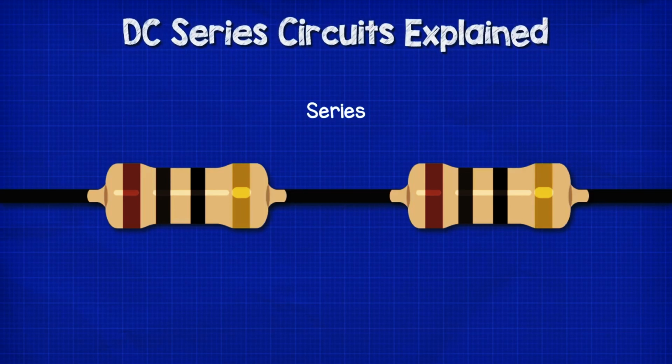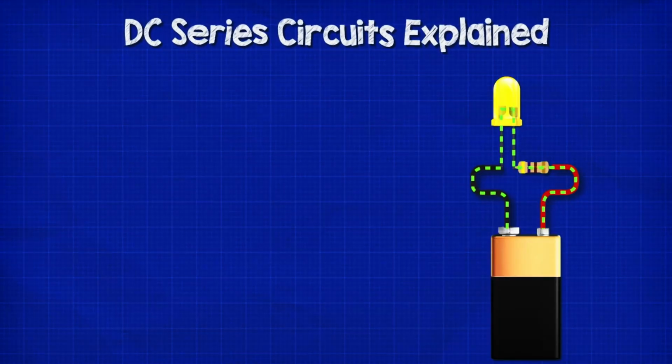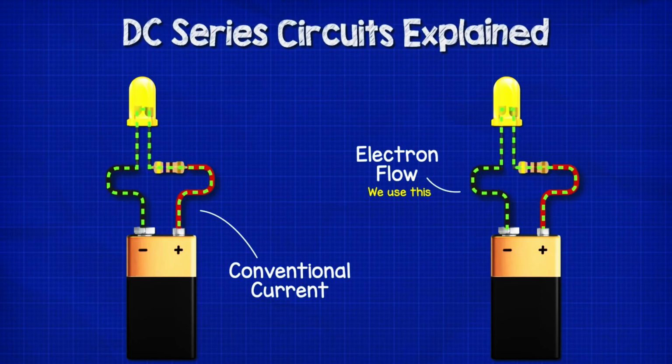So if we place two components in a line end to end, or with some wires in between, then these are connected in series. The electrons only have one path they can take, so they will all flow through each of the components. By the way, in these animations, I use electron flow, which is from negative to positive.